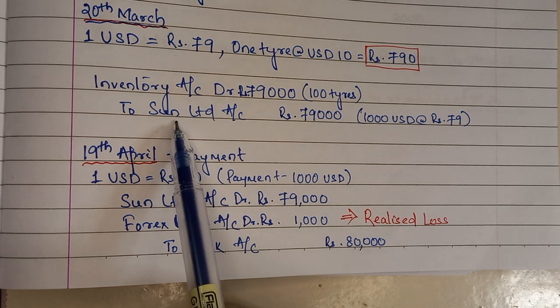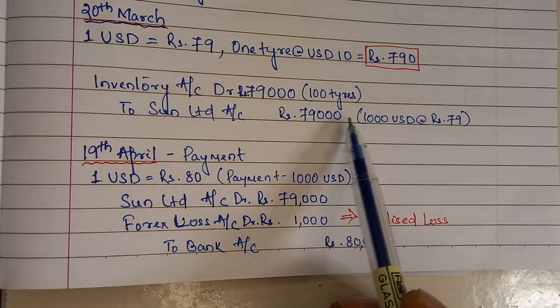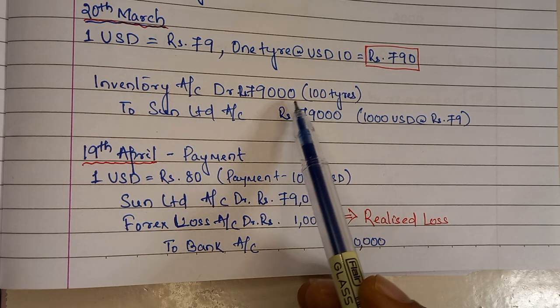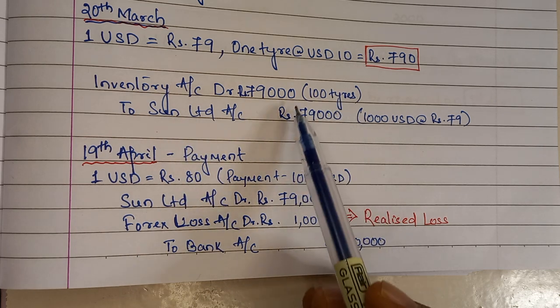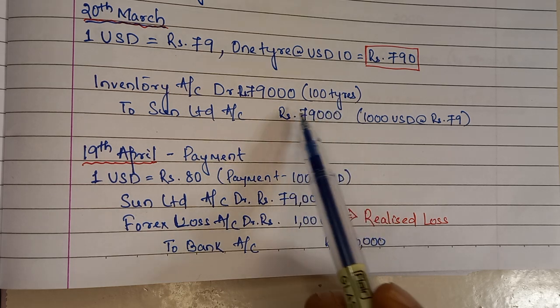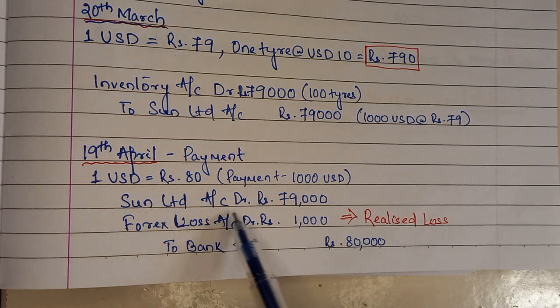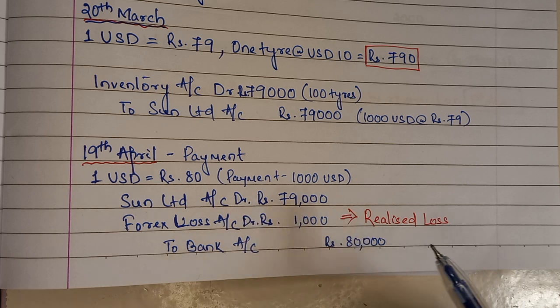Now for Sun Limited, here we have created a liability of 79,000. This liability you can't change every day based on the exchange rate. So whatever liability you have created, the same has to be debited here. So Sun Limited account debited 79,000. But in actual, what amount am I going to pay?